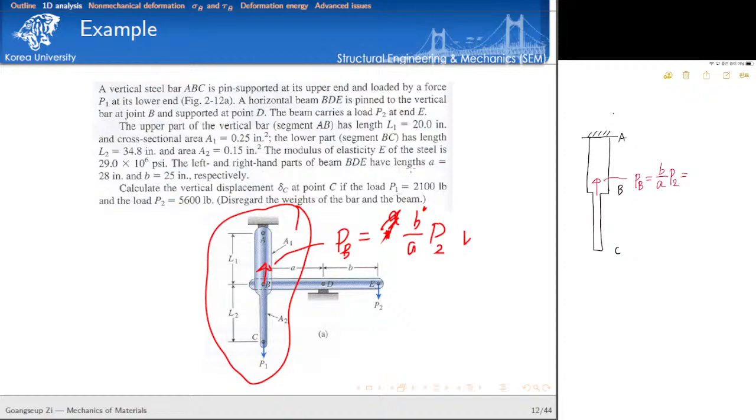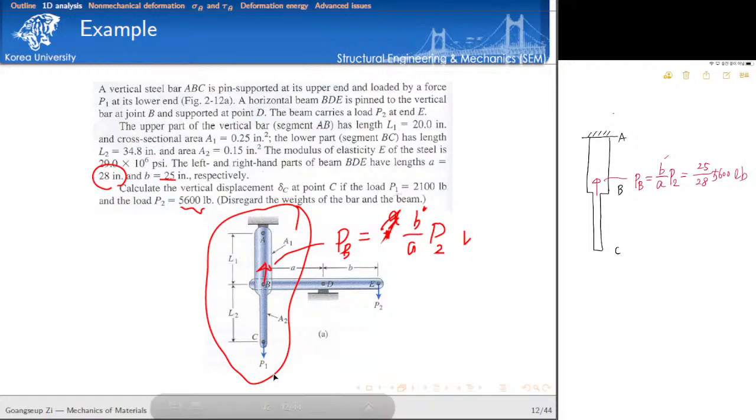So what's the length of A? A is 28 inches, B is 25 inches. That's right, 25 inches and 28 inches. How about P2? P2 is 5,600 pounds. So make sure that the unit of B is cancelled by unit of A. That's why we have unit of force, the pounds. Okay.